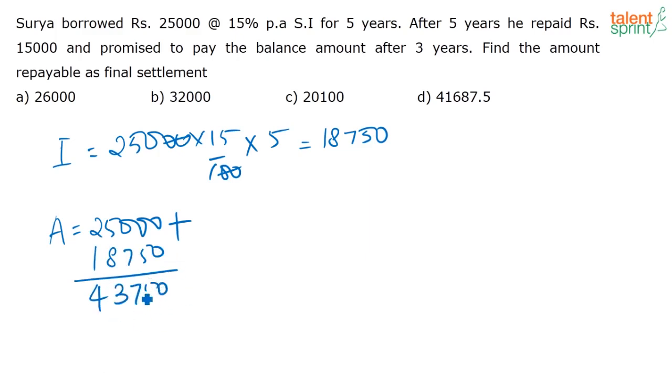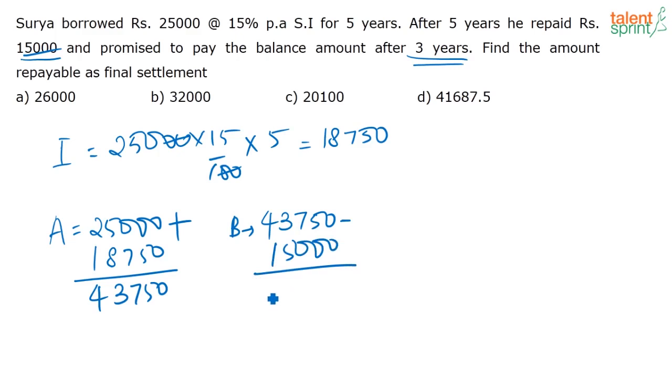Now out of this 43750, he has given only 15,000 and he says the balance amount I will give you after 3 years. So how much has he repaid? He has given only 15,000. So what is the balance amount that he has to give? 43750 minus this 15,000 that he paid. So he has to repay the person 28750 rupees. Now this 28750, what is he saying? I will give it to you after 3 years.